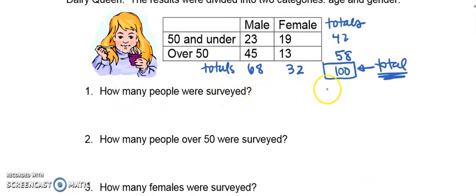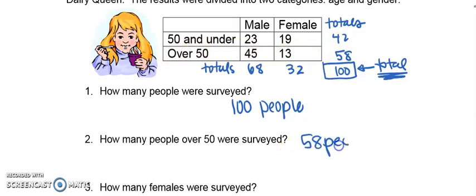How many people were surveyed? Well, there's 100 in all. And then it says how many people over 50 were surveyed. So over 50, we're going to go all the way across, and that's going to be 58 people. How many females were surveyed? So we go to female here, and we go all the way down, and we see 32 females.